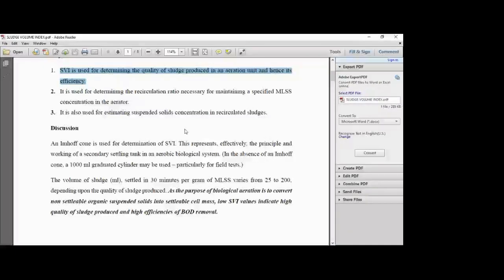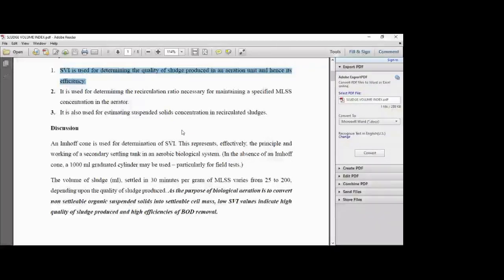Now, just to get a glimpse or a revision of the different treatment units. If you remember, we normally have the pumping station at first. After the pumping station, there is a screen which removes the floating material. After the screen, we have a grit chamber which removes the inorganic settleable solids. After the grit chamber, we have a PST, and in the PST we remove the settleable organic solids.